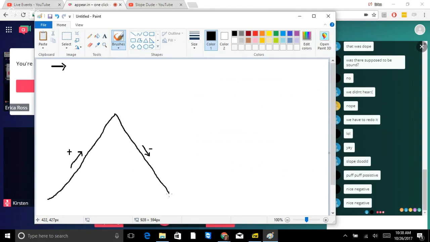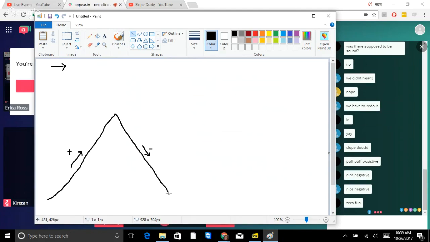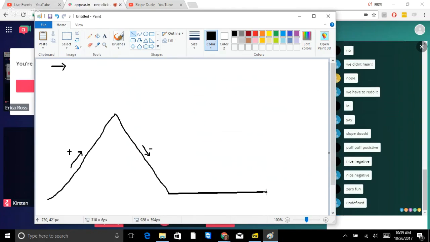All right. Then he's going to get to the bottom of the hill. I have a slope dude expert on the call. Yes. So he gets to the bottom, right? The skier dude gets to the bottom and it's flat. And it's really hard to ski when it's flat. So he says this is zero fun. This is zero fun because it's flat. And then the best part of the video is when he gets to the end.